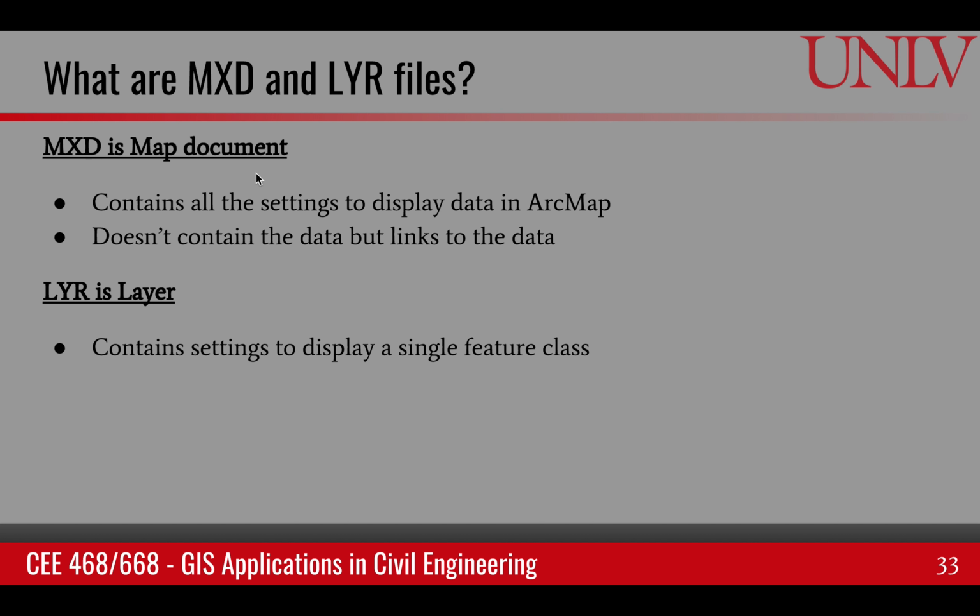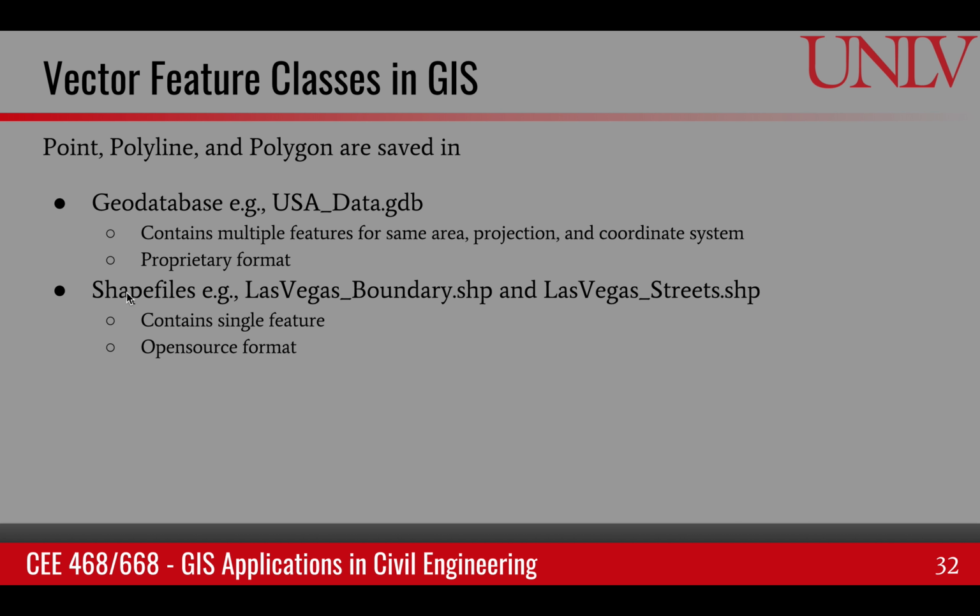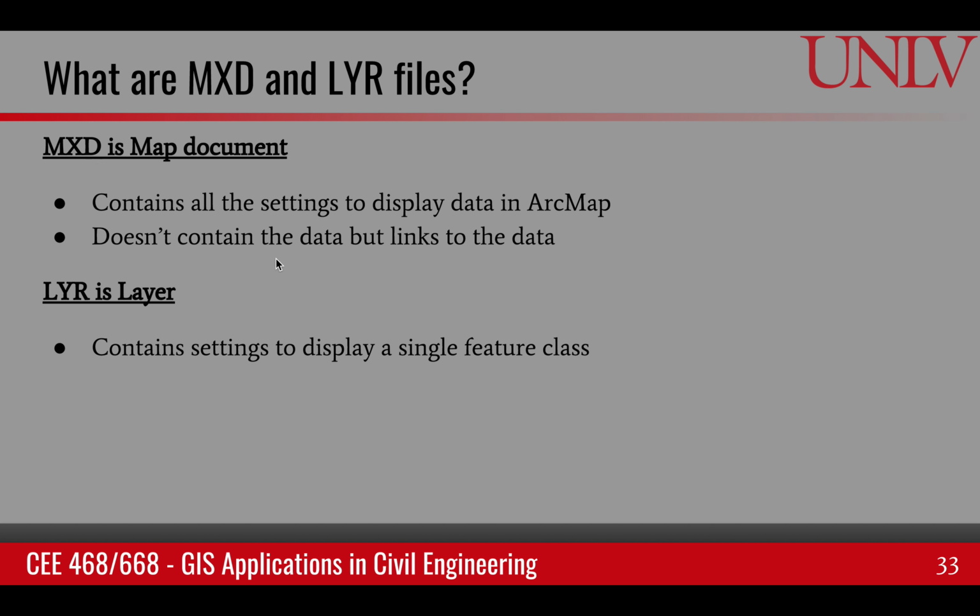MXD is a map document. And it is very important to know that it contains all the settings to display data in ArcMap. It does not have the data. I want to emphasize it. It does not have the data. It has the settings to display the data. So if you took just the MXD file home and tried to open it at home, you won't see anything because it will not know where the data is. The data is in the geodatabase or shapefile. MXD knows how to display it.